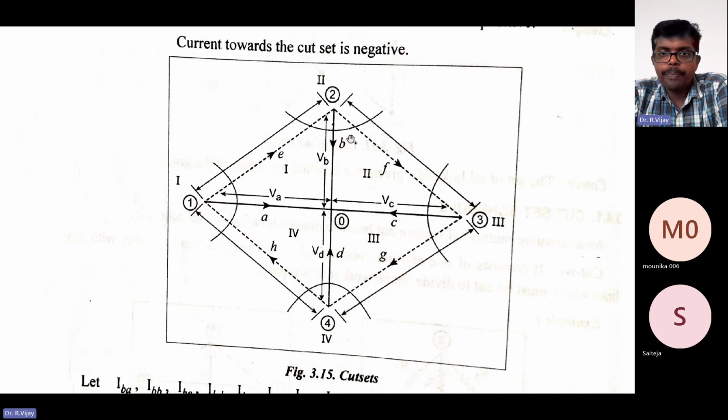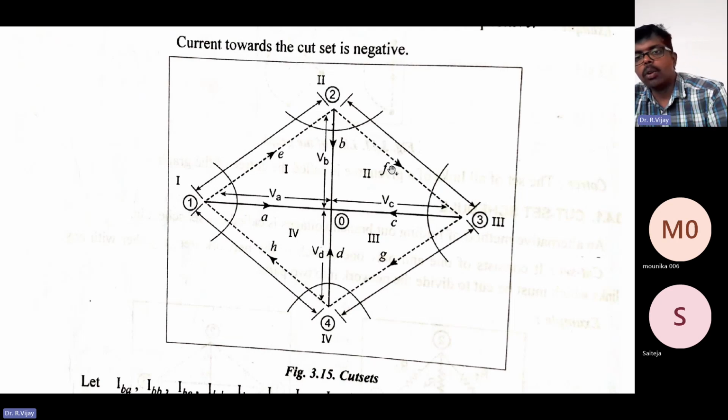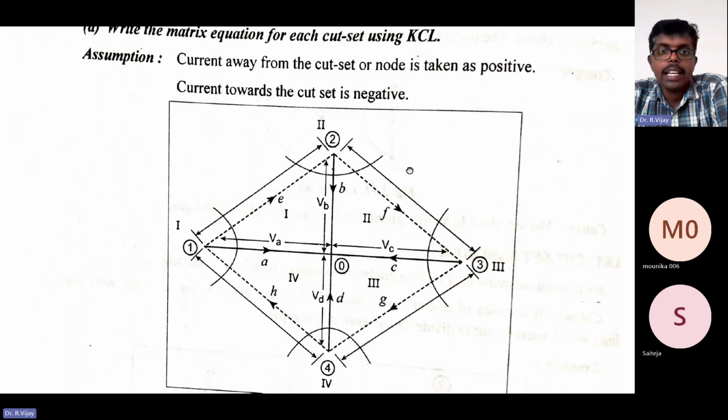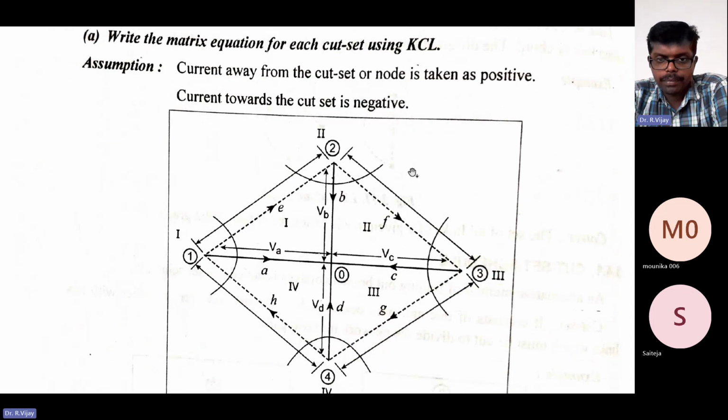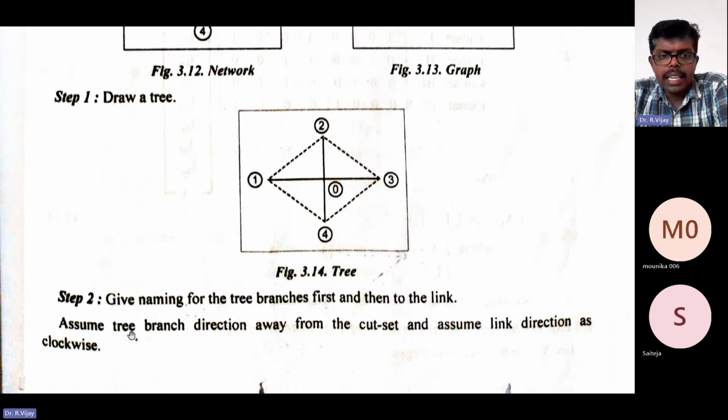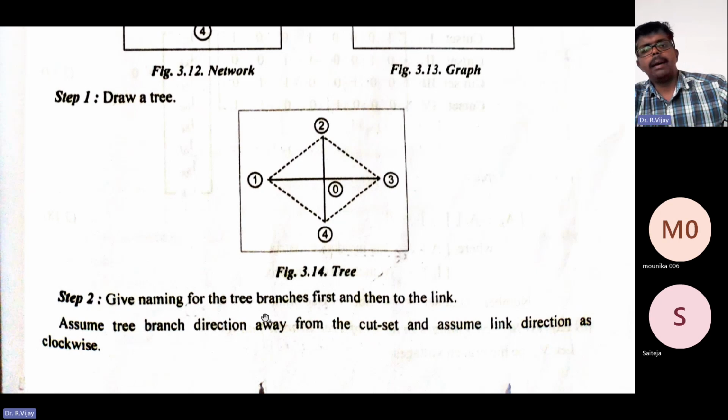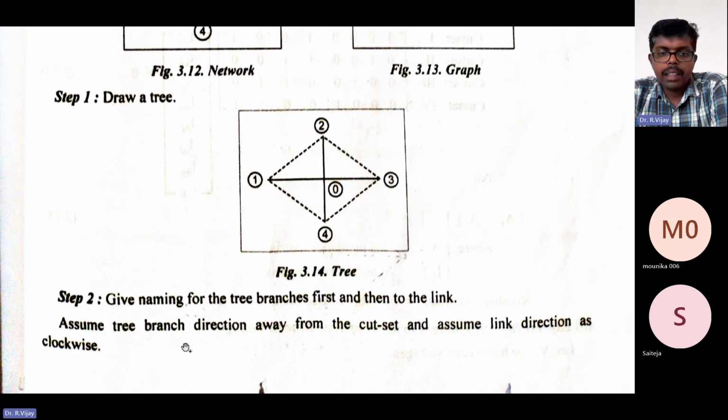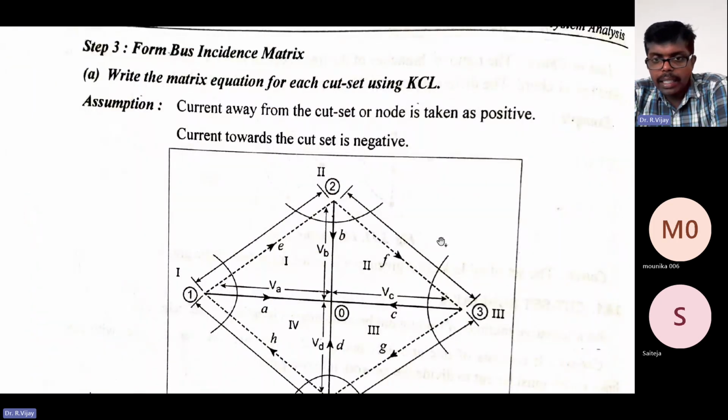This is the tree, that is the dotted line, so that we are not making the tree a closed loop path. Now we are naming the tree branches first, then the links. Assume tree branch direction away from the cut set, and assume the link direction is clockwise. The outside link direction should be clockwise.